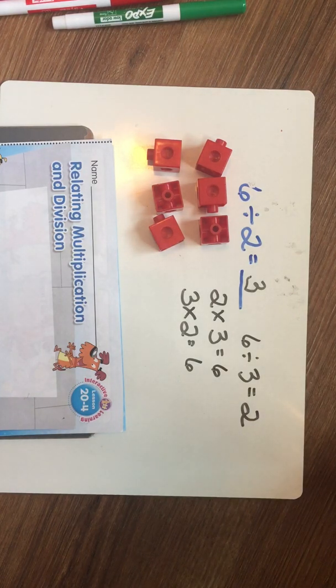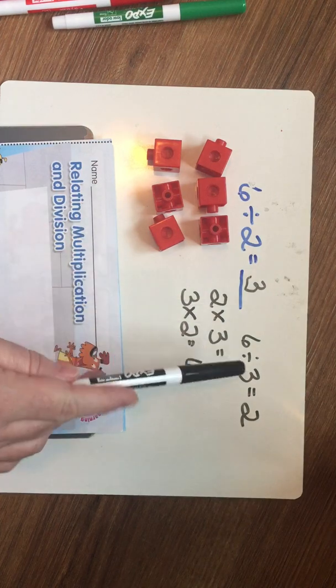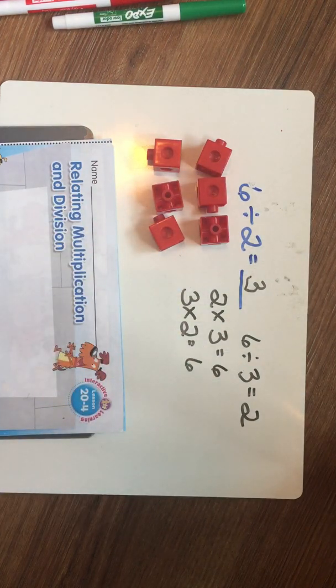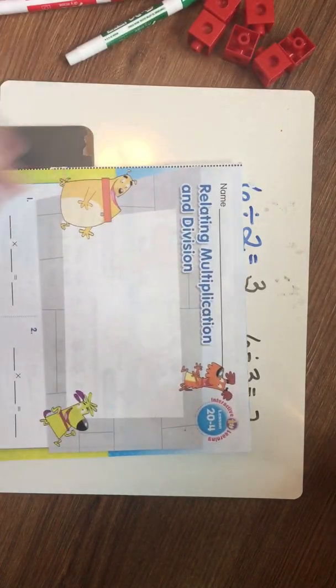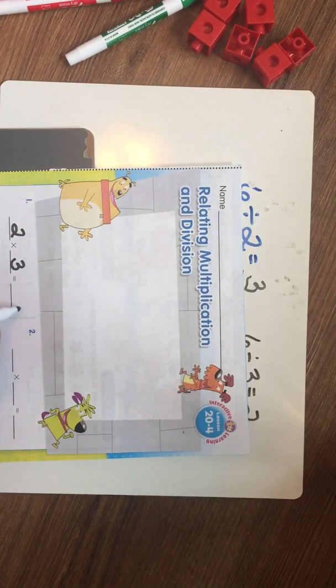Okay, now we're going to write a division sentence for this array, and that's what we've done here. We've done 2 of them. Now I'm going to give you some problems. So let's go down here. We'll fill out our first one. We had 2 times 3 is 6, and we can make a division: 6 divided by 2 is 3.